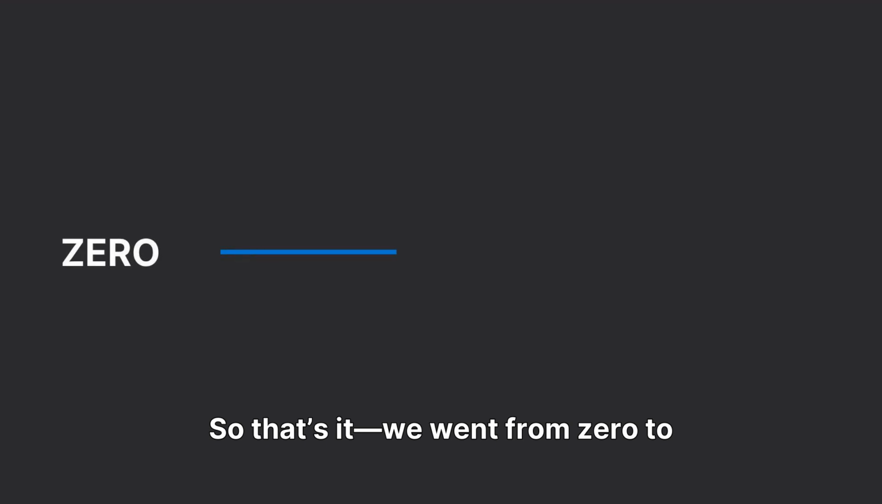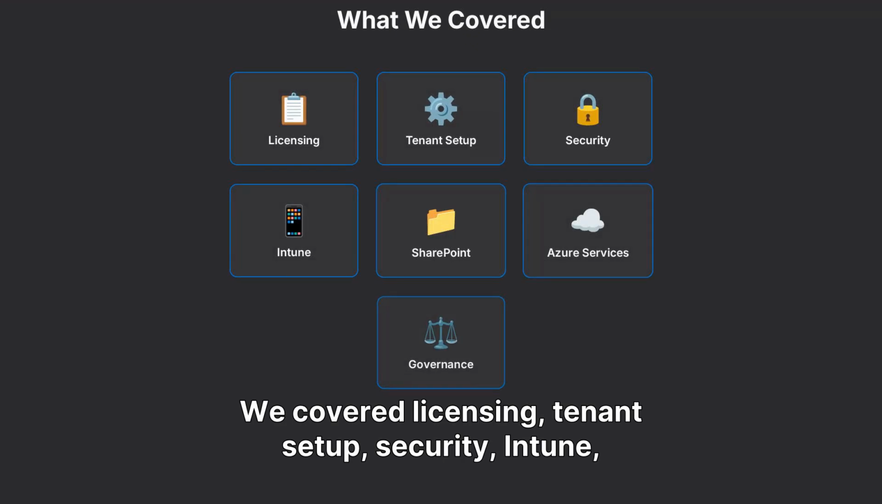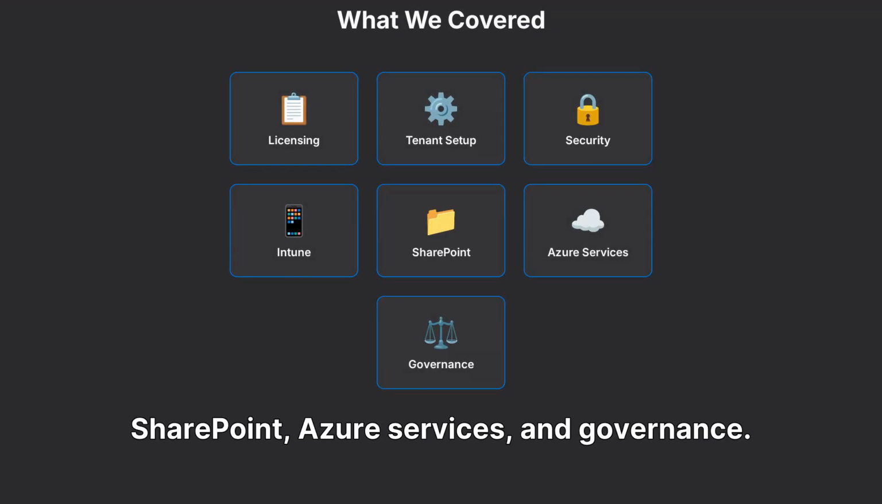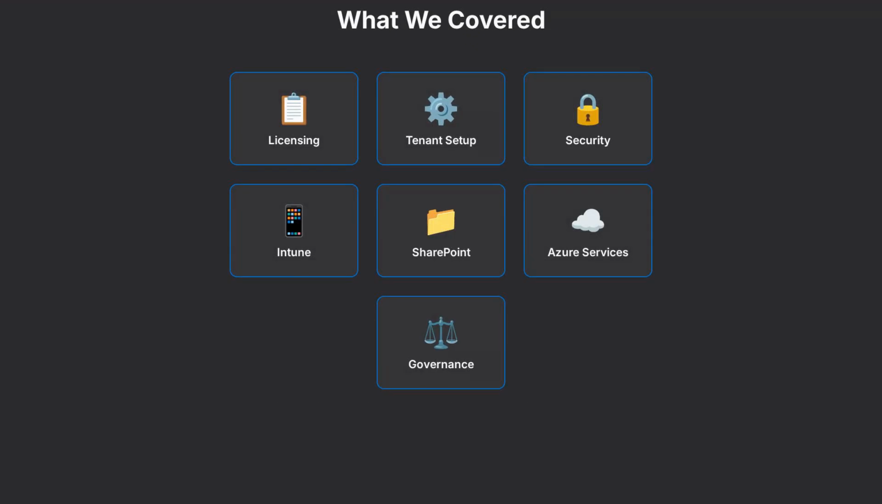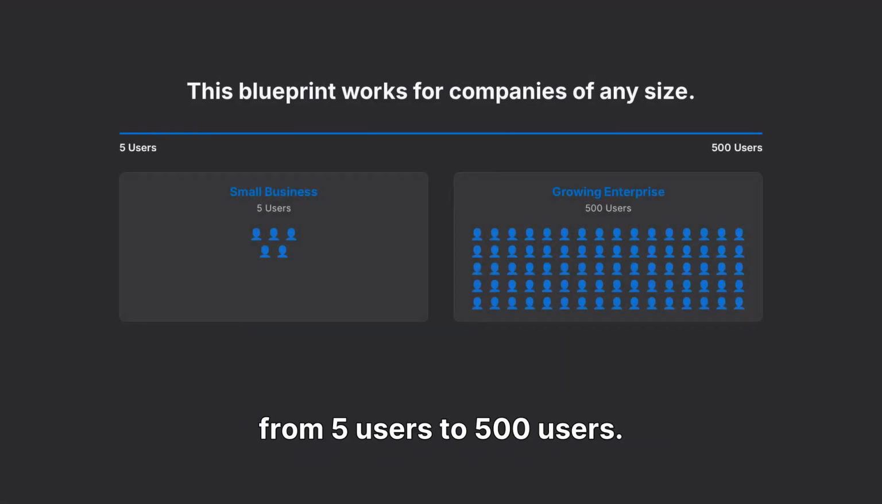So that's it. We went from zero to a secure cloud infrastructure using Microsoft 365 and Azure. We covered licensing, tenant setup, security, Intune, SharePoint, Azure services, and governance. This blueprint works effectively for companies ranging from 5 users to 500 users.